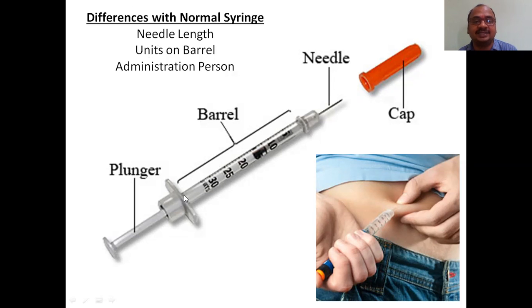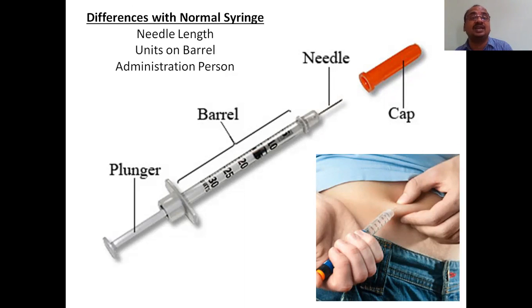And units on the barrel. This part is called the barrel. So in this barrel, we are using units in the case of insulin. Whereas in a normal injection, we are measuring in ml, 1 ml, 2 ml, 3 ml, like that. Most of the students do not know. It is units only.